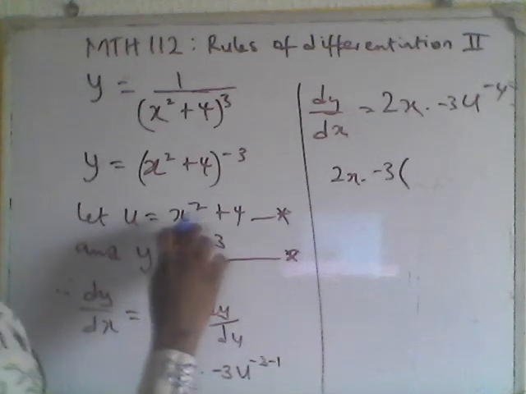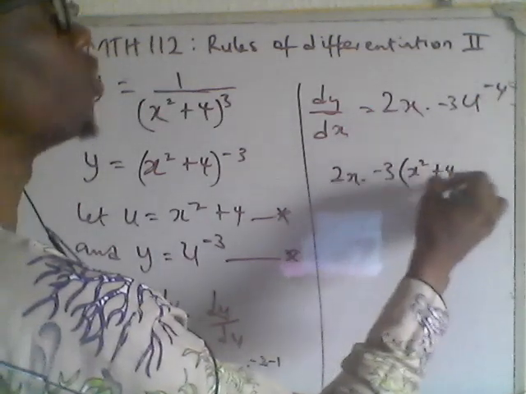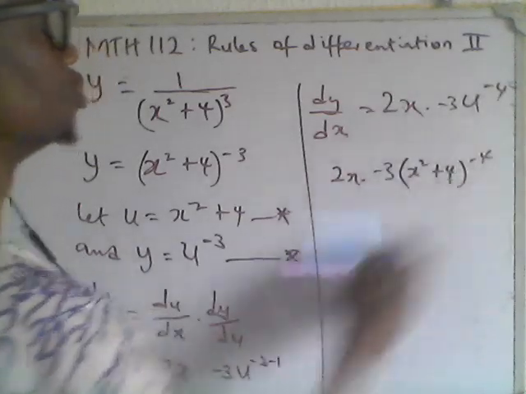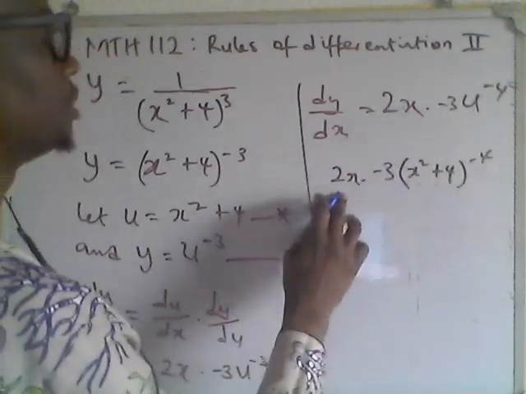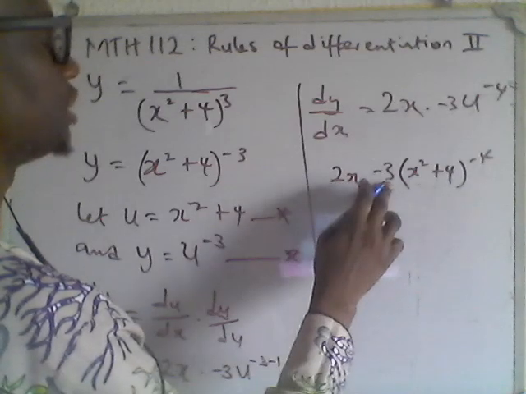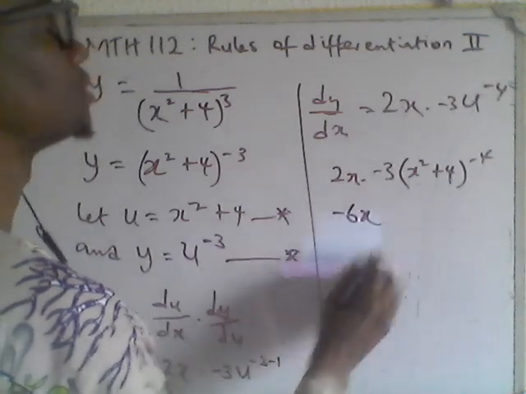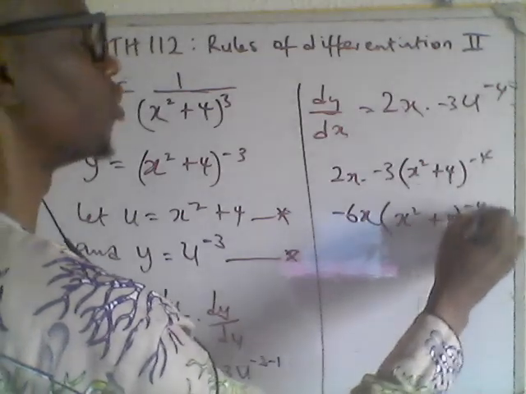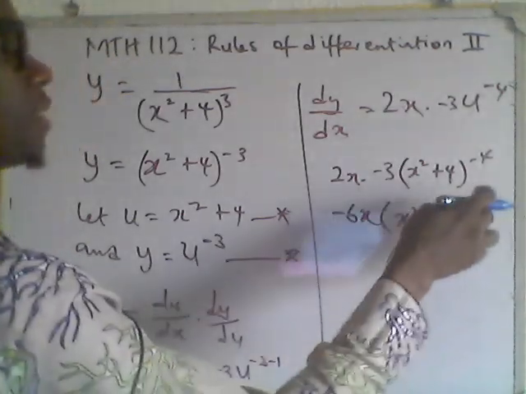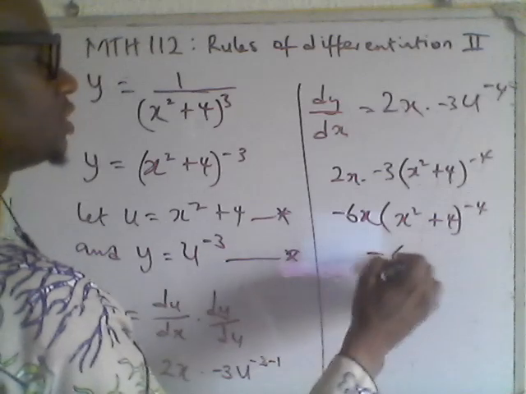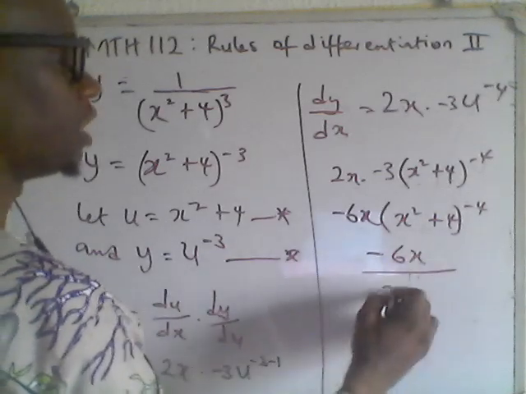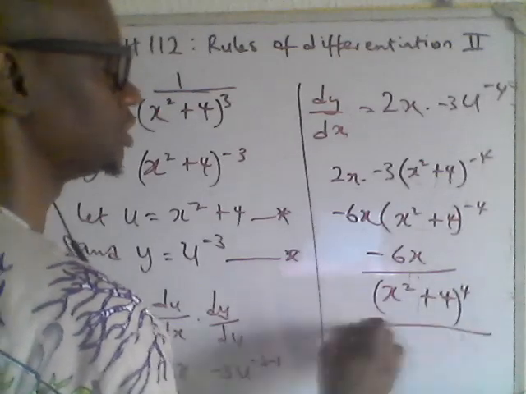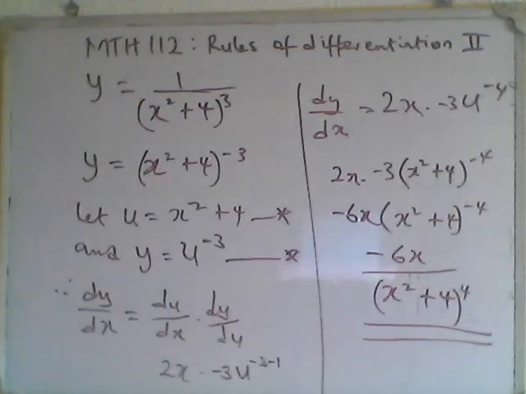X squared plus 4. So I have minus raised to the power minus 4. So this times this, 2 times 3, minus 3 times 2 is minus 6x. Then open bracket, x squared plus 4 all to the power minus 4. I can bring the whole of this one down. The power will make it come down. So I have minus 6x all over x squared plus 4 all raised to the power 4. So this is the differential for that particular question.